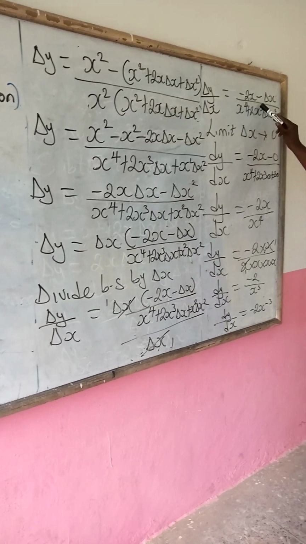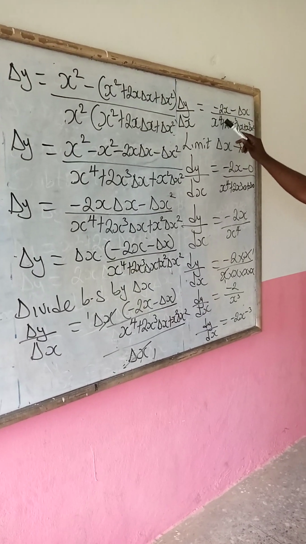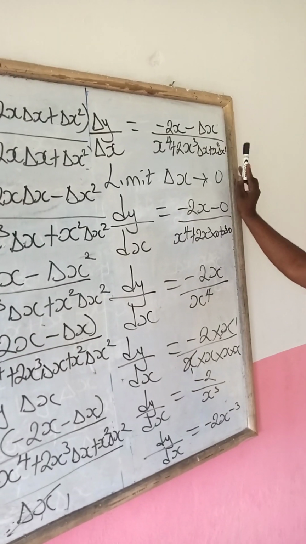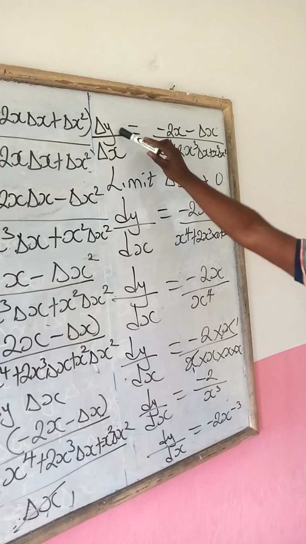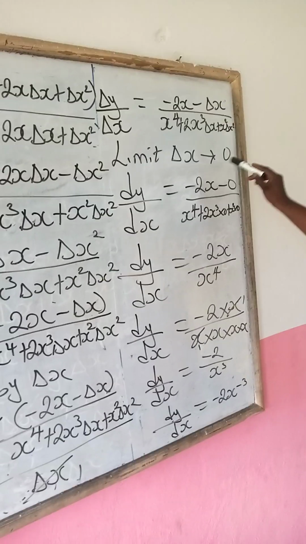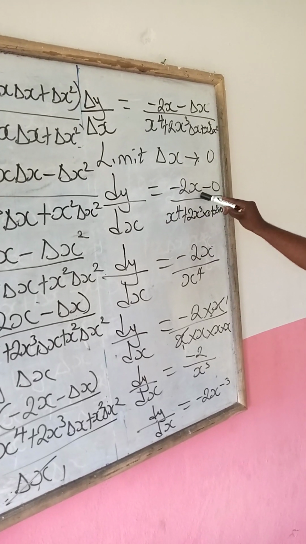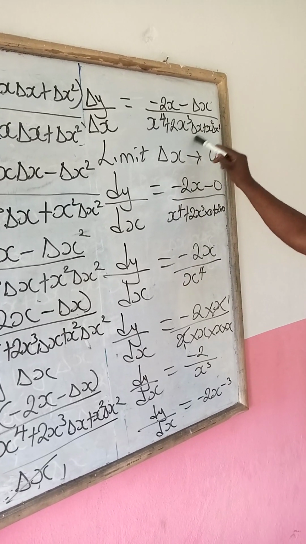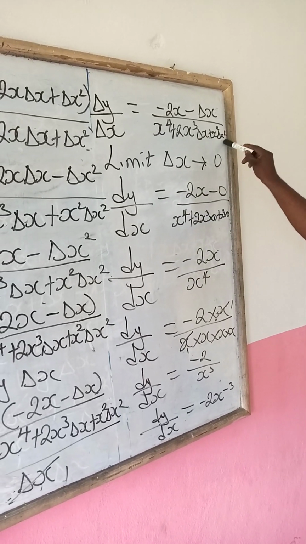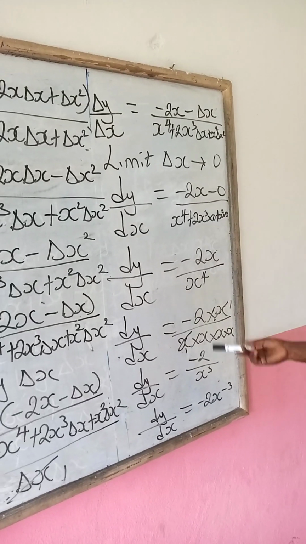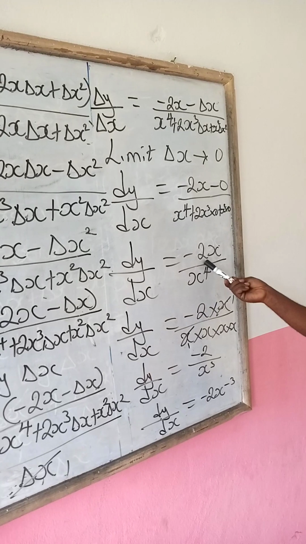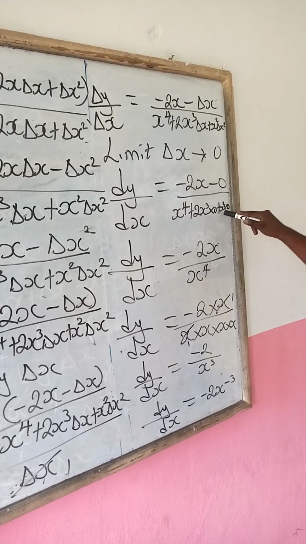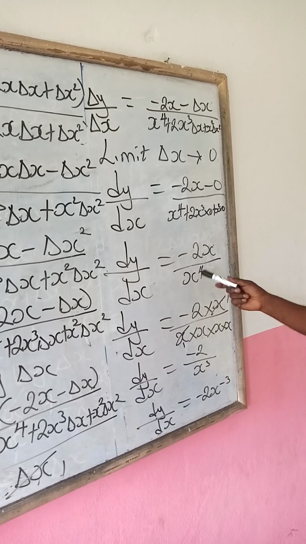So my changing y becomes minus 2x minus changing x divided by x raised to the power 4 plus 2x raised to the power 3 changing x plus x squared changing x squared. So now, for this to become dy dx, you must limit changing x towards 0. So my dy dx now equals minus 2x minus changing x, which is now 0, all divided by x raised to the power 4. We have the x here, so 2x raised to the power 3 times 0, we have the x here also, plus x squared times 0. So minus 2x minus 0 will give you minus 2x divided by x raised to the power 4. You know why? 2x raised to the power 3 times 0 is 0. x squared times 0 is 0, so it's of no use. So we are left with x raised to the power 4.